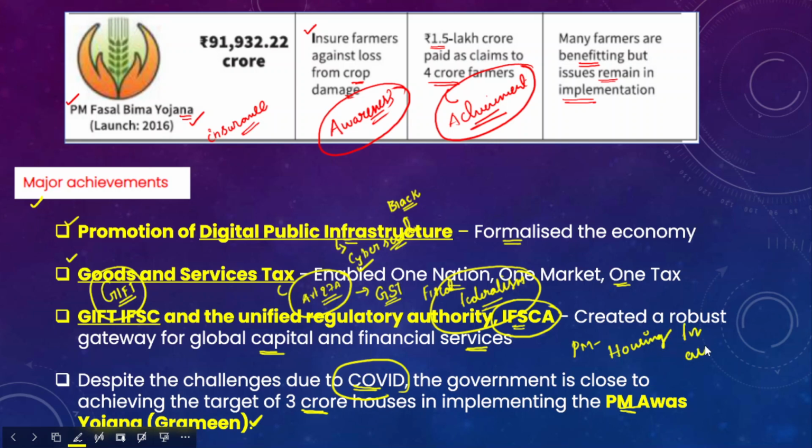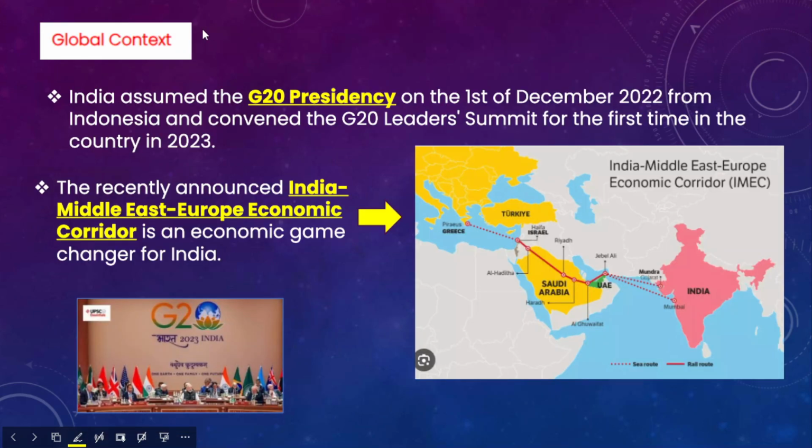Housing for all is the major objective of the PM Awas Yojana. So therefore, the government says, despite all of these challenges because of the COVID-19 pandemic, the government is very close to achieving the target of providing housing for all under PM Awas Yojana.